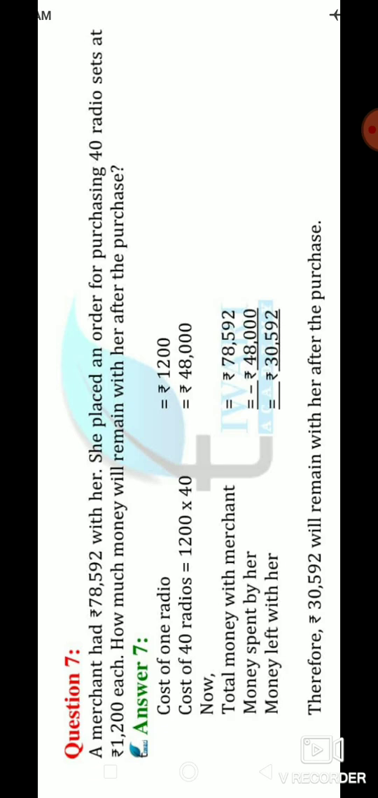Rupees 48,000. Now you have to calculate. A merchant had rupees 78,592 with her. So first you have to write the total money the merchant had. So the amount which the merchant had you have to write here. So the total money with the merchant is given. It is how much? Rupees 78,592.